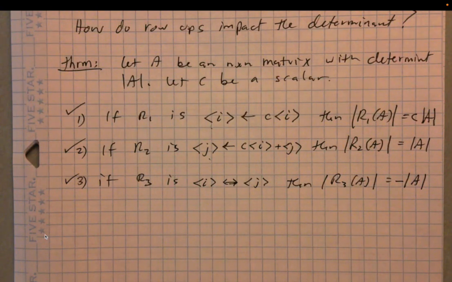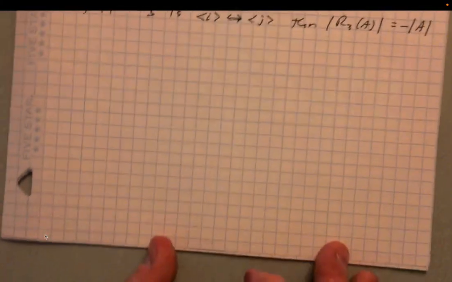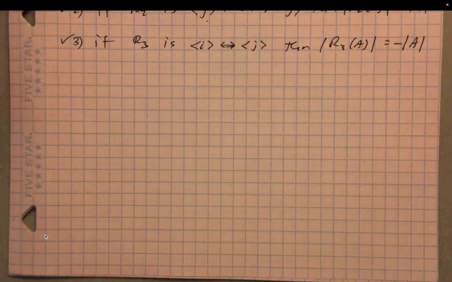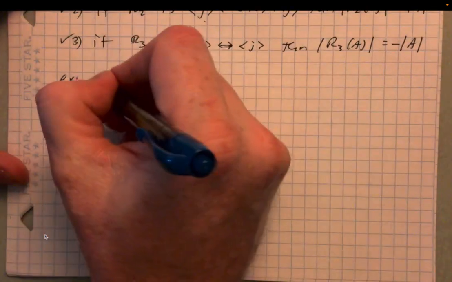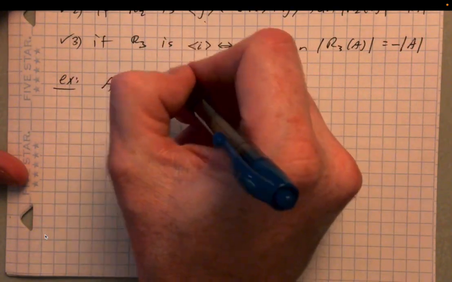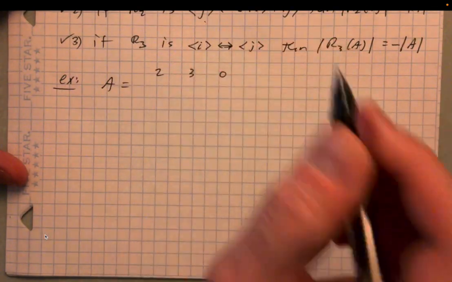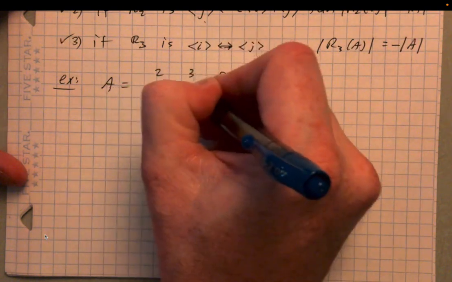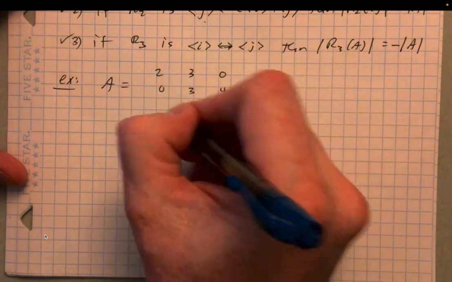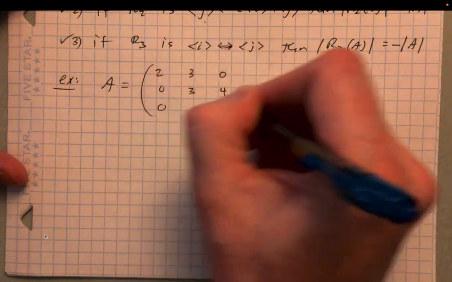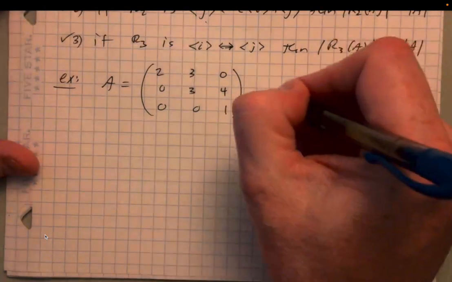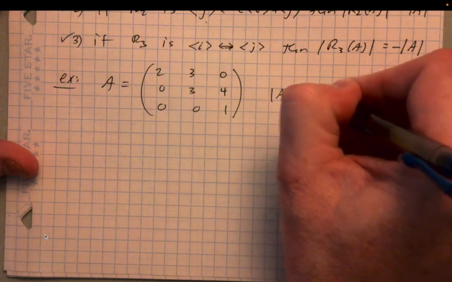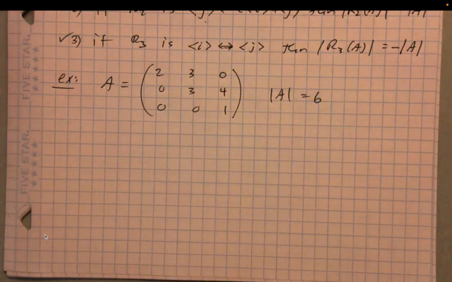Okay. All right. Let's see a couple of simple examples where this comes into play. So these are really simple examples. Let's say that A is equal to [2, 3, 0; 0, 3, 4; 0, 0, 1]. Notice this is upper triangular because I want to be able to calculate the determinant really quickly. So the determinant here is 6. 2 times 3 times 1 is 6.